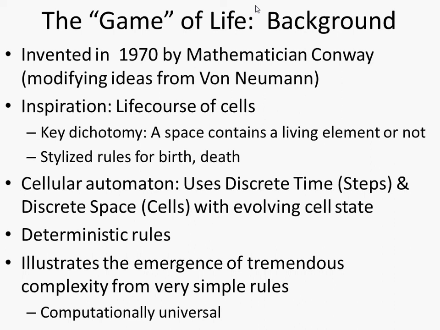This was first articulated by a mathematician named John Conway, an English mathematician, who was modifying some ideas by John von Neumann, who was really one of the key founders of modern computing, and the classic computer architecture used to this day, the von Neumann architecture, is named after him. John von Neumann was interested in theoretical models of computation. How do you describe in a theoretic way what a computer does?